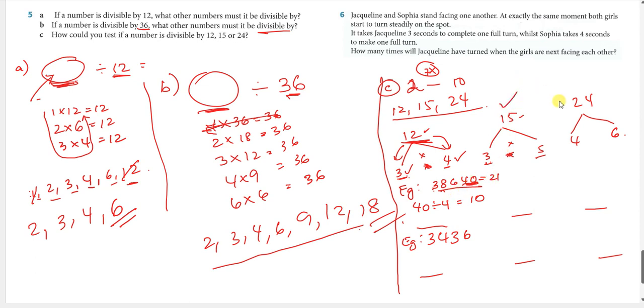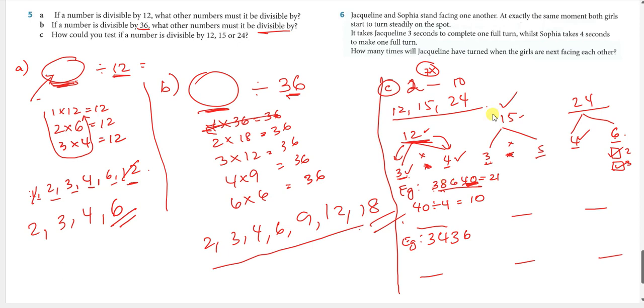Let's check with 24. 24 has 4 and 6. So 4 is already a tick. For 6, the divisibility rule is we have to check with 2 and 3. We already got a green sign from 3. What about 2? Yes, we can, because it's an even number. So we can say that we can divide 38640 by 12, 15, and 24.